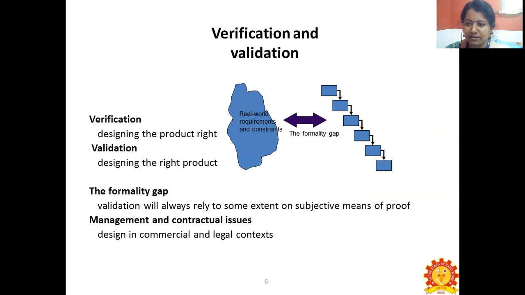In the real world, with requirements and constraints, there will be a formality gap between verification and validation. The formality gap means validation will always rely to some extent on subjective means of proof. The next is the management of contractual issues. Here the design is in a commercial and legal context.